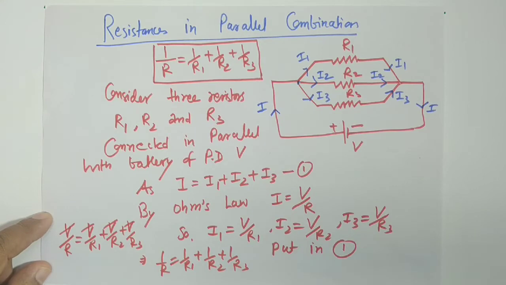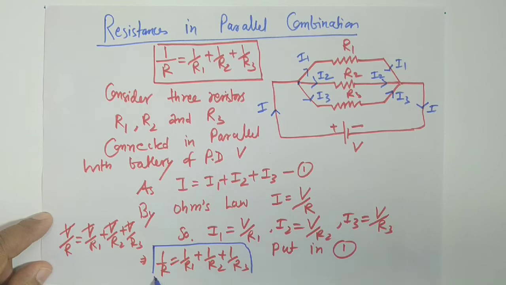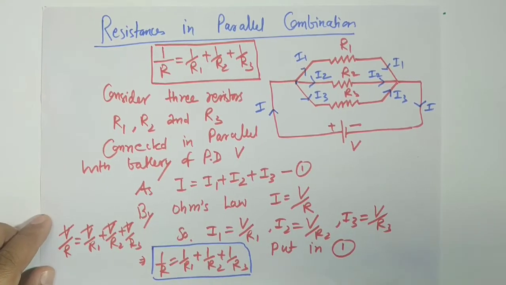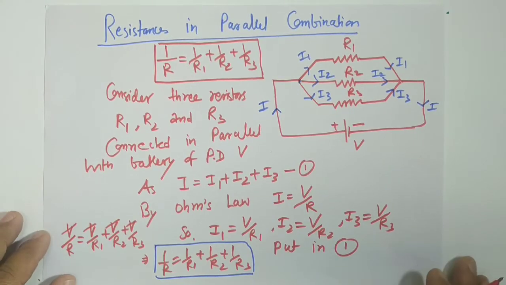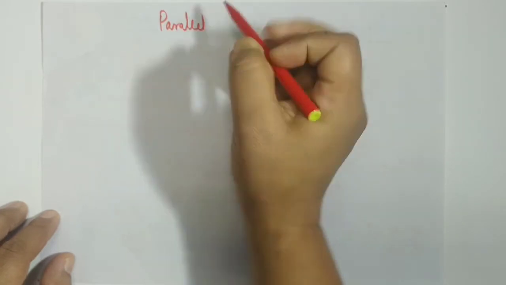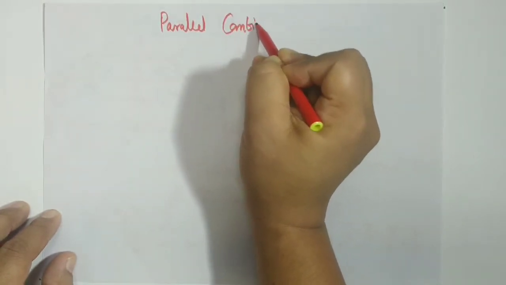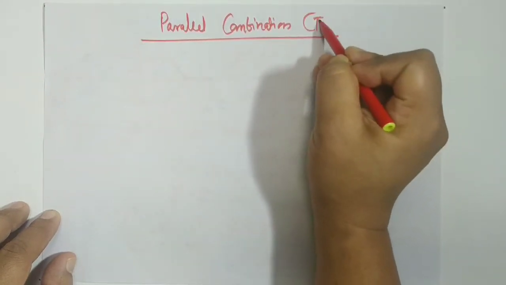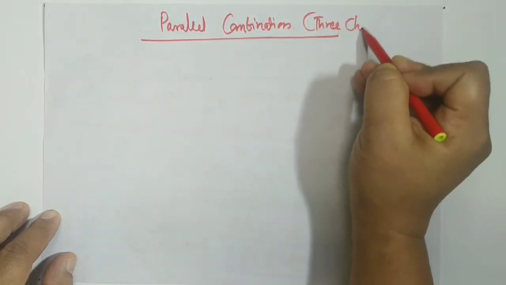So this is the combination of the resistors connected in parallel. Very easy. This is the way we are going to connect it in parallel. Now, in parallel, we have three characteristics. Very general, parallel combination. What are the three characteristics?